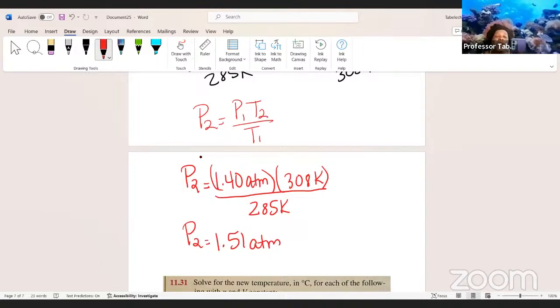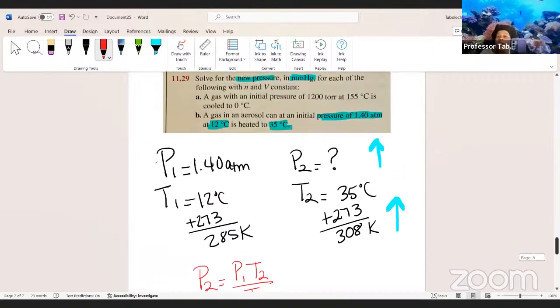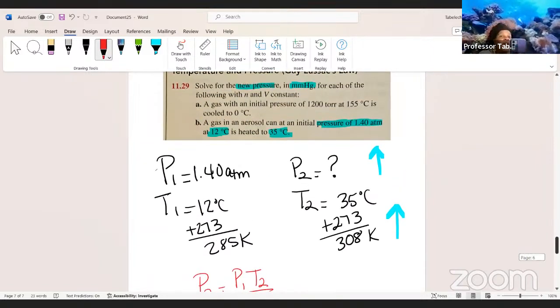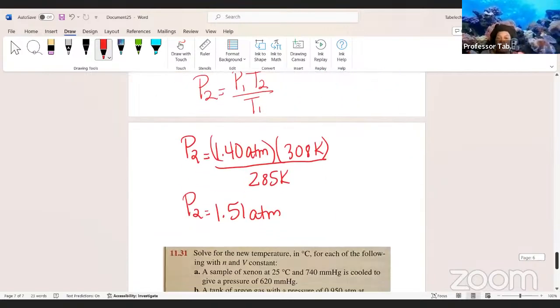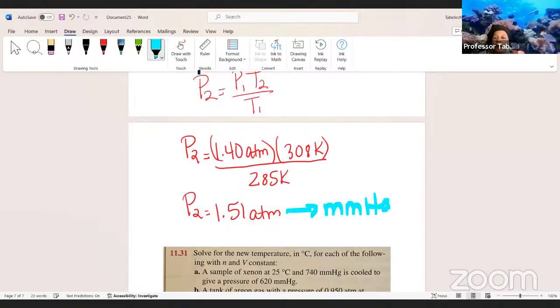Now, again, remember, they told you they want the answer in what? You can't forget about that part. You know how your teachers will do. They will tell you, you got to show all your work and complete the entire answer. They want your answer in millimeters of mercury. So what we're going to have to do is convert that new number, that 1.51 ATMs, to millimeters of mercury, because that's what they're asking you to do. So let's put that over here. Convert that to millimeters of mercury.